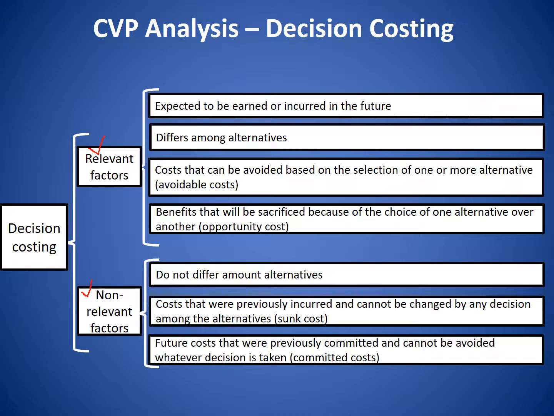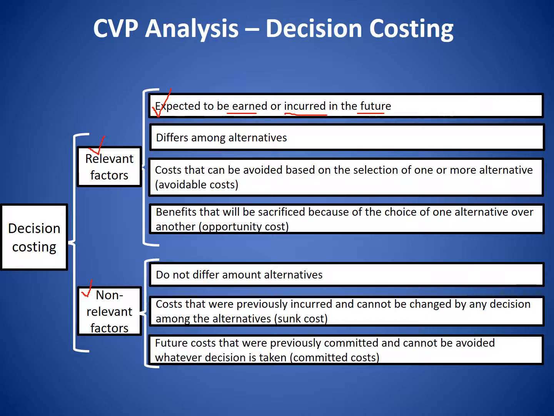So the first thing we have to be concerned about in decision costing is identification of those factors that are in effect relevant to our decision process. When we're looking at costs and benefits, in order to be relevant, the cost or benefit has to be, number one, expected to be earned or incurred in the future. In other words, present and past costs don't really matter. It's what happens in the future that matters in terms of, based upon what decision we make, what are the benefits or costs that are going to be incurred.